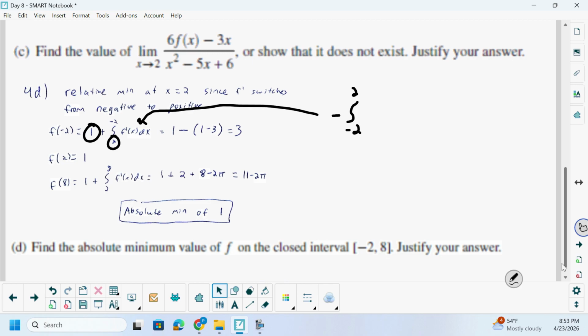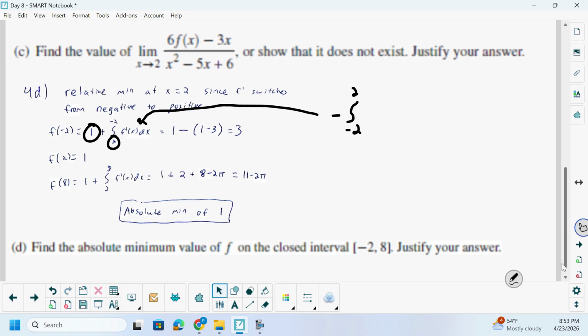We would want to flip our bounds and put a negative out front, so then we can just do the area from negative 2 to 2, which is 1 minus 3. Subtract that from the 1 and you get 3. F of 2, they just told us was equal to 1, or you can think of it as 1 plus the integral from 2 to 2. And then for 8, we'll have 1 plus the integral from 2 to 8.